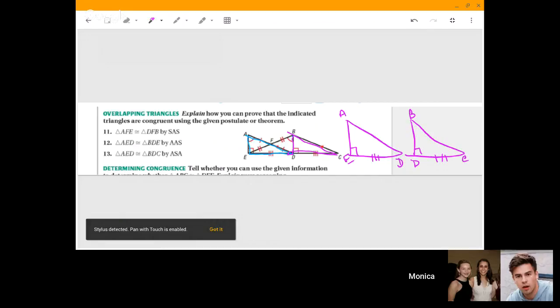Angle A and B, we don't know that they're congruent necessarily. It's not marked. But we do know that these two lines are parallel, okay? So when we're looking at this, we have to prove this by angle, side, angle. So we know an angle here. We know a side here. So let's see if we can prove these angles, okay?